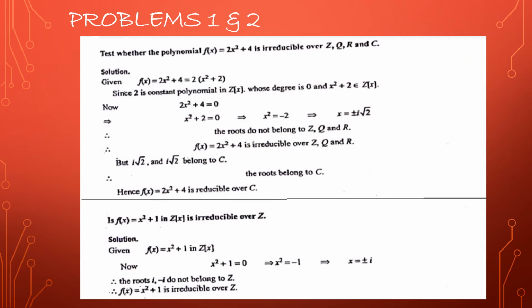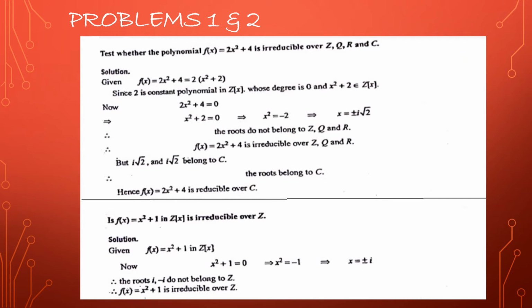Since we got a complex root. If this would have been a real root, I could say it is reducible over R and irreducible over C or whatever it is. Since I have arrived at a complex number, depending on that, I will give my discussion.